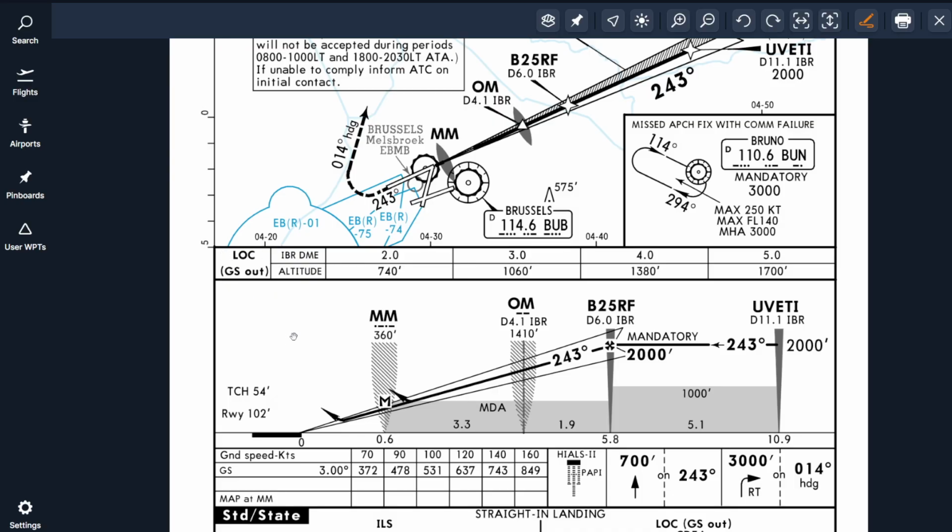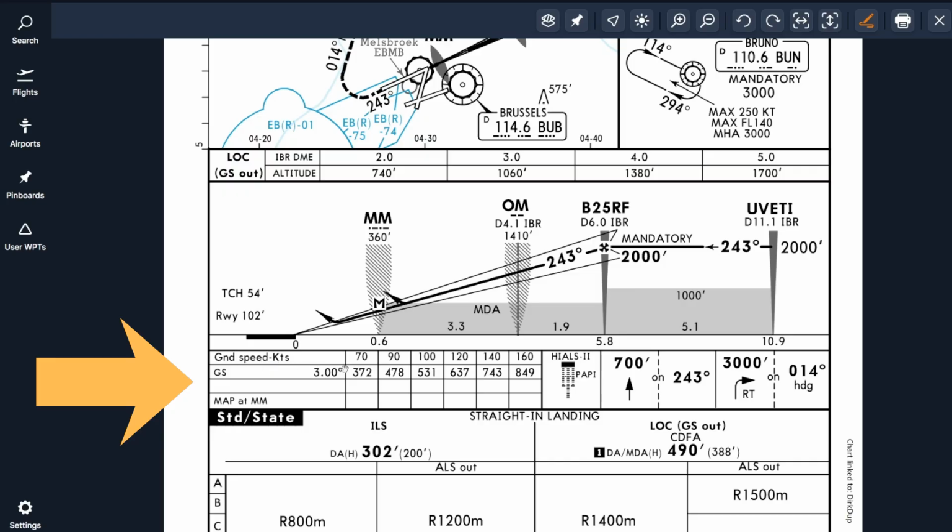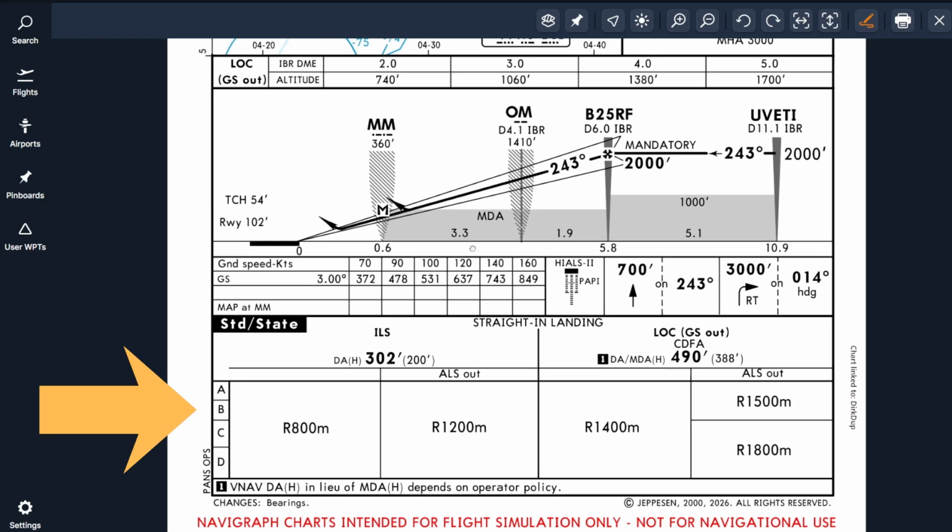Here in this box you can see how many feet per minute you need to descend depending on your ground speed to maintain the 3-degree glide slope path. At the bottom of the chart is the minimums box.